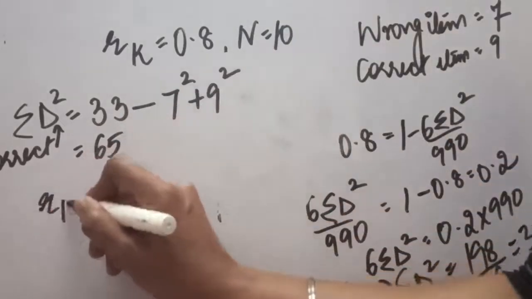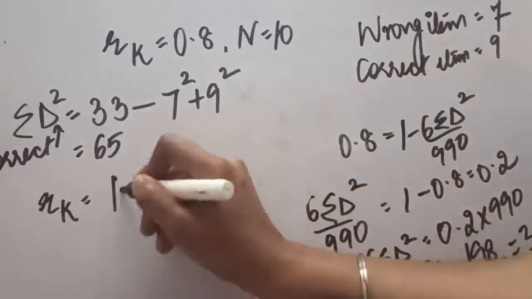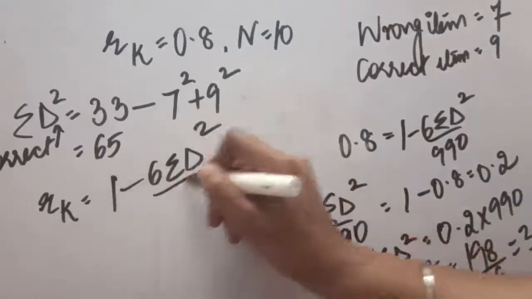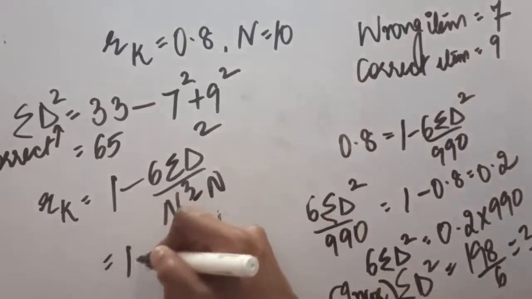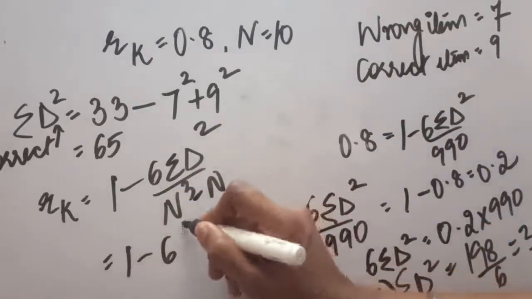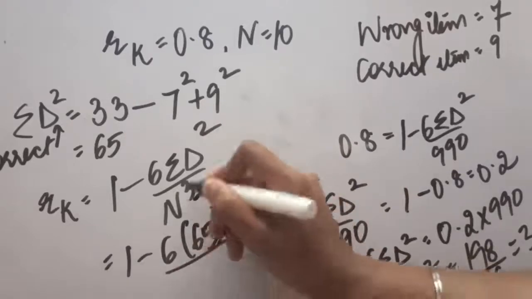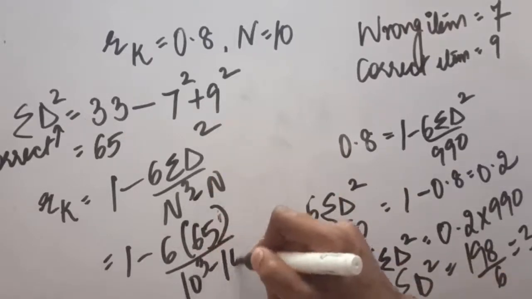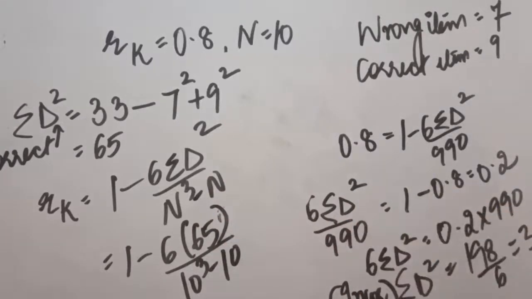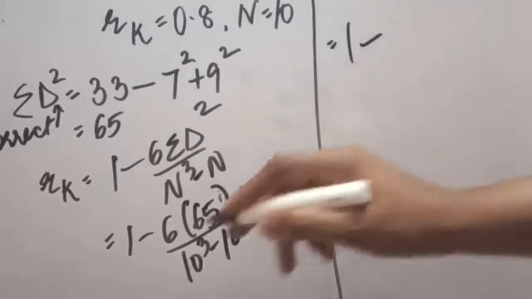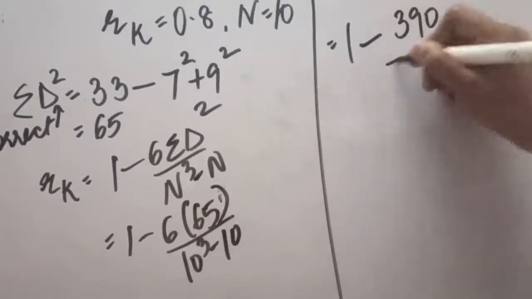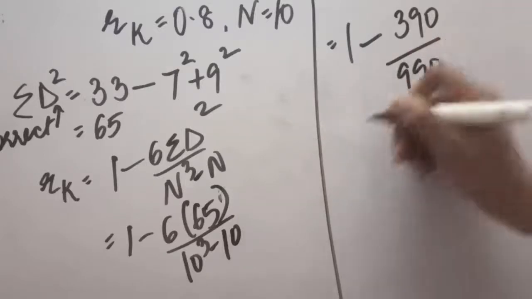Now again we will put this formula, rank correlation, which is the same. There will be no change in n, because we know n is going to be the same. One item is wrong, one is right, so n will not change. So let's put the right values over here. Sigma d square we have calculated as 65, and n cube minus n is 10 cube minus 10. So let's solve this. It comes out to be 1 minus 6 into 65, which is 390, divided by 10 cube minus 10, which is going to give you the value 990.